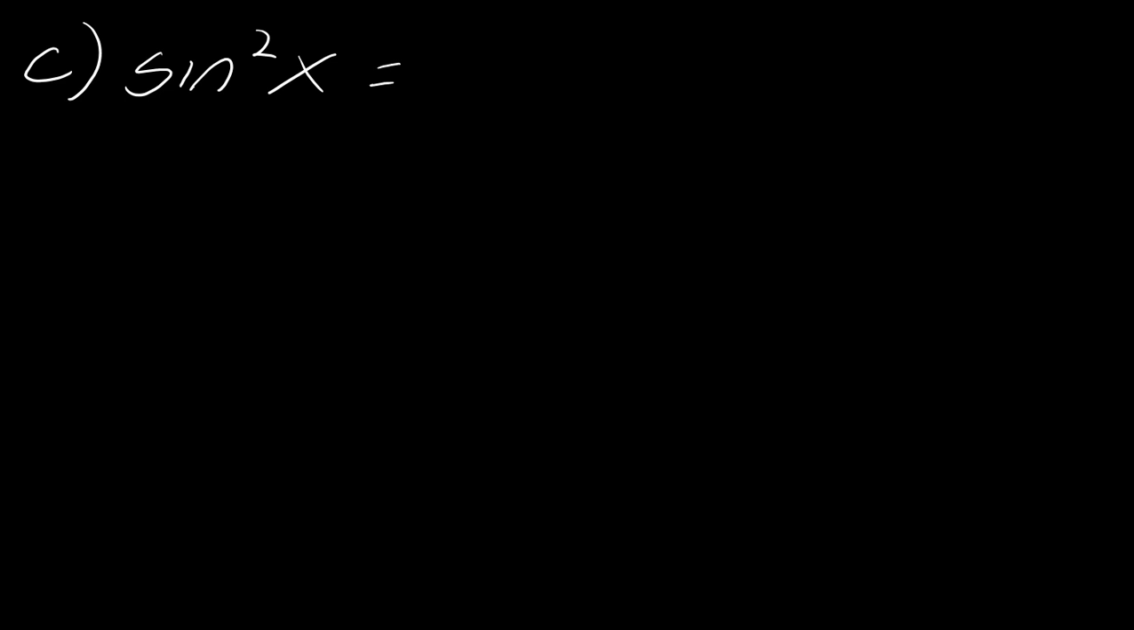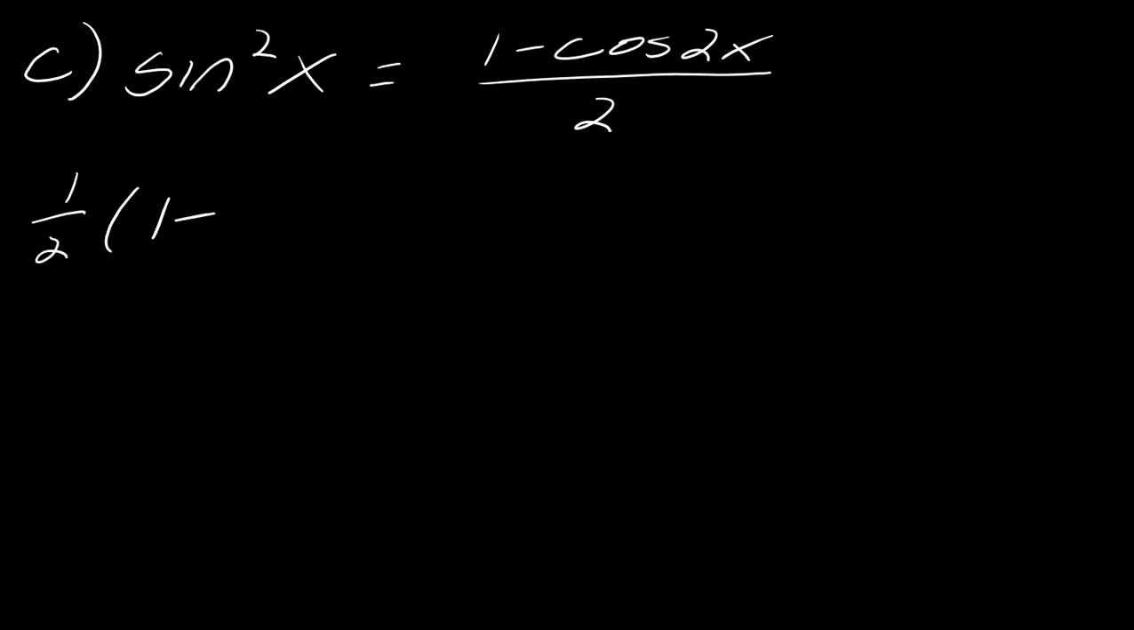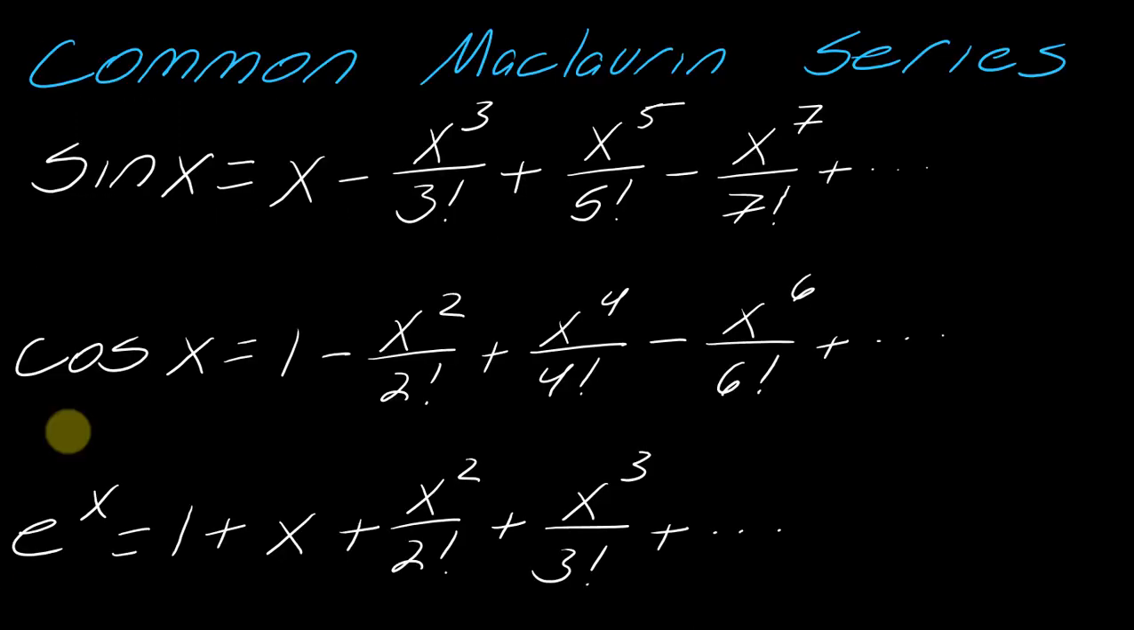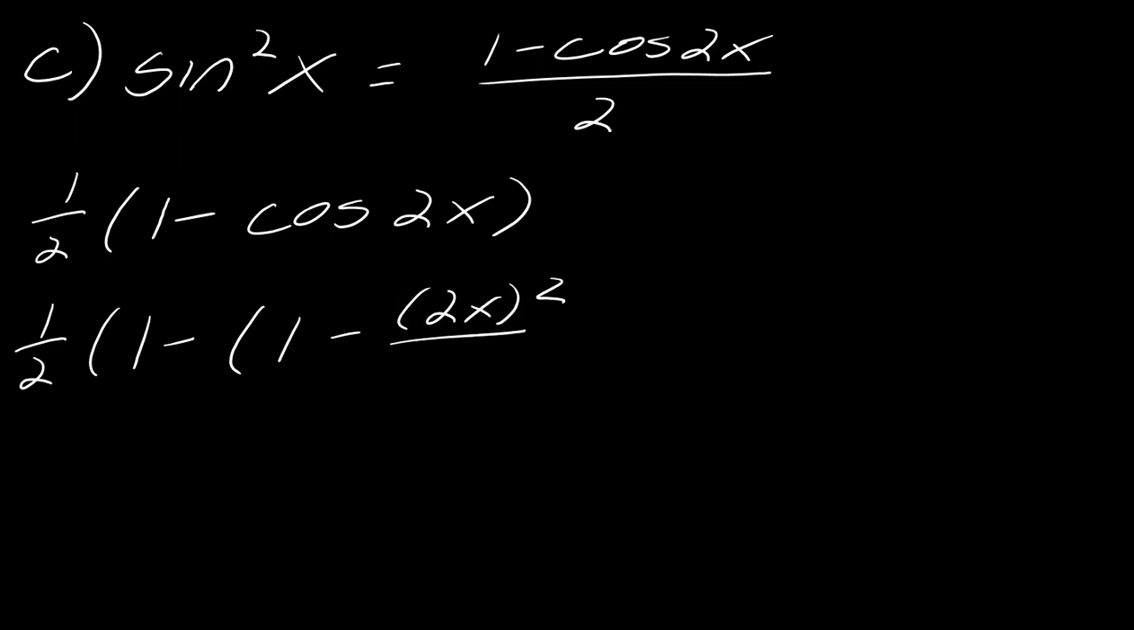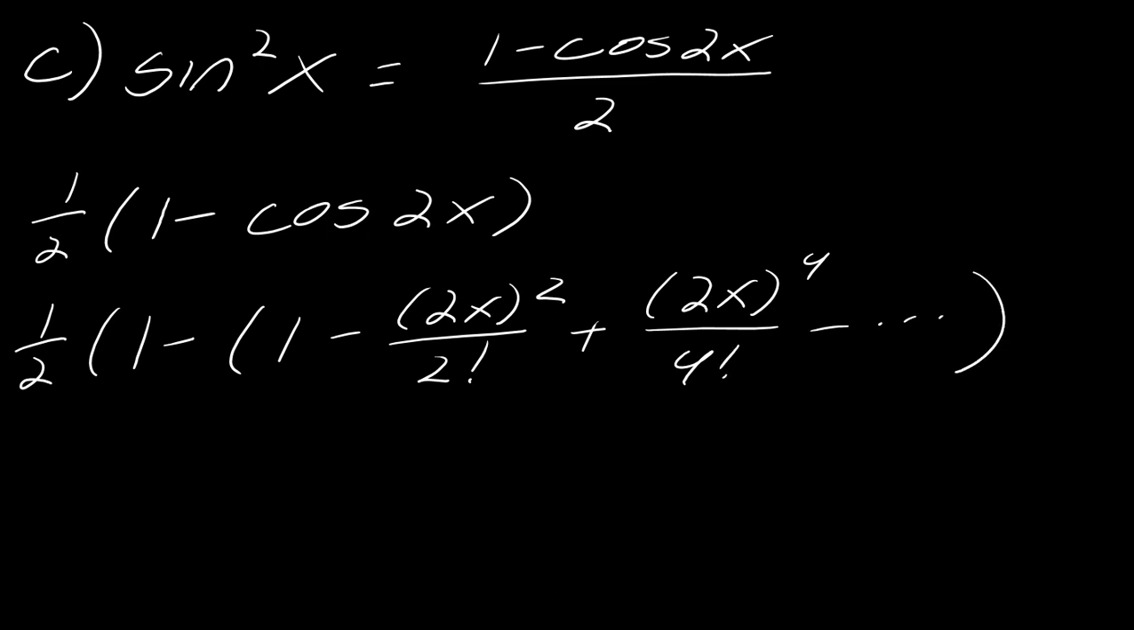Okay. So the identity that I'm going to use here is that I can rewrite this as 1 minus cosine of 2x over 2. Boom. So what I'm going to do then is factor out the 1/2, so this becomes 1 minus cosine of 2x. And then I can use my old pal Maclaurin series, cosine of x, and I'll just replace all the x's with 2x. So this will become 1/2, 1 minus, and I'm going to put parentheses around this, 1 minus 2x squared over 2 factorial plus 2x to the 4th over 4 factorial, and so on and so forth.